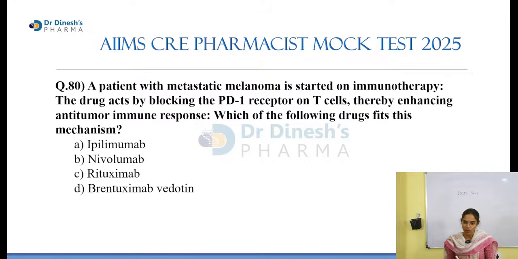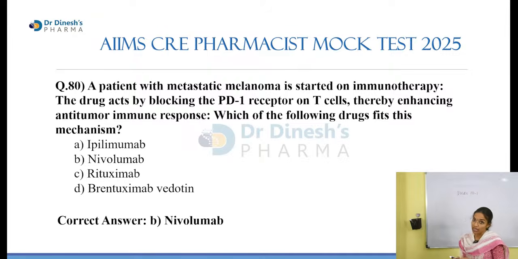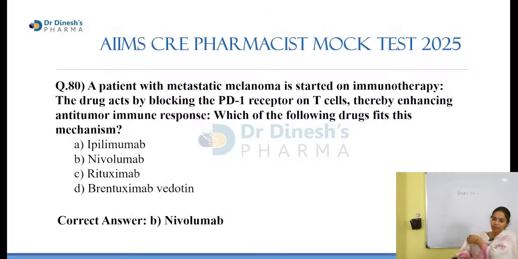The options are ipilimumab, nivolumab, rituximab and brentuximab. Out of these, the PD-1 receptor inhibitor is nivolumab. And what about the remaining drugs? Ipilimumab is a CTLA4 inhibitor, also acting on T cells.